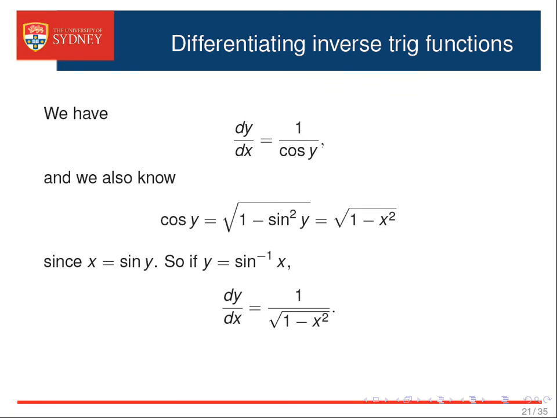We need to get rid of the y on the right-hand side. But cos y is the square root of 1 minus sine squared y, taking the positive square root because we're considering y between minus pi on 2 and pi on 2, so cos y must be positive. And sine y is x, so this means cos y is the square root of 1 minus x squared. This means dy/dx is 1 over the square root of 1 minus x squared, where y equals inverse sine x.